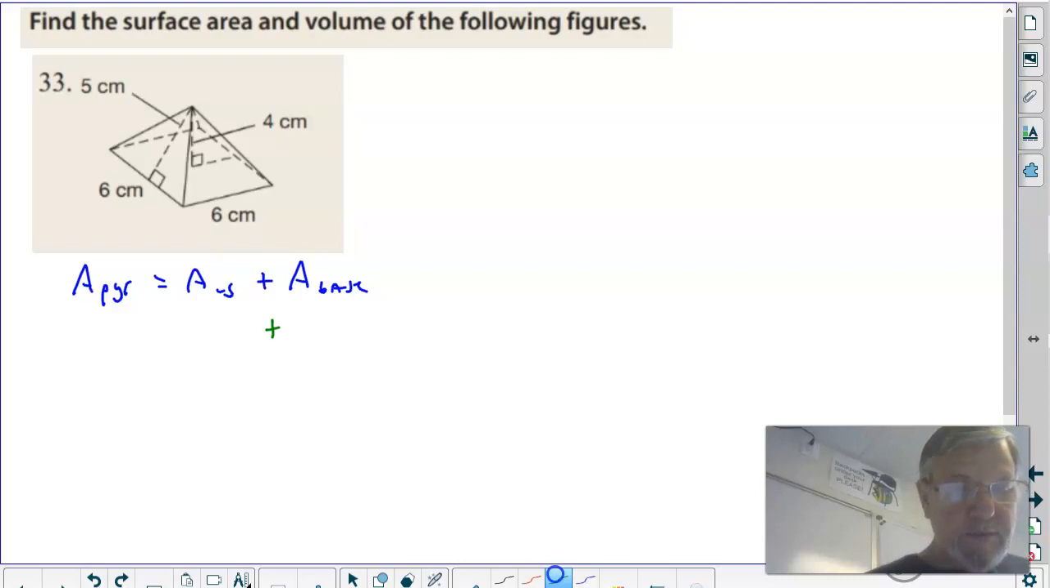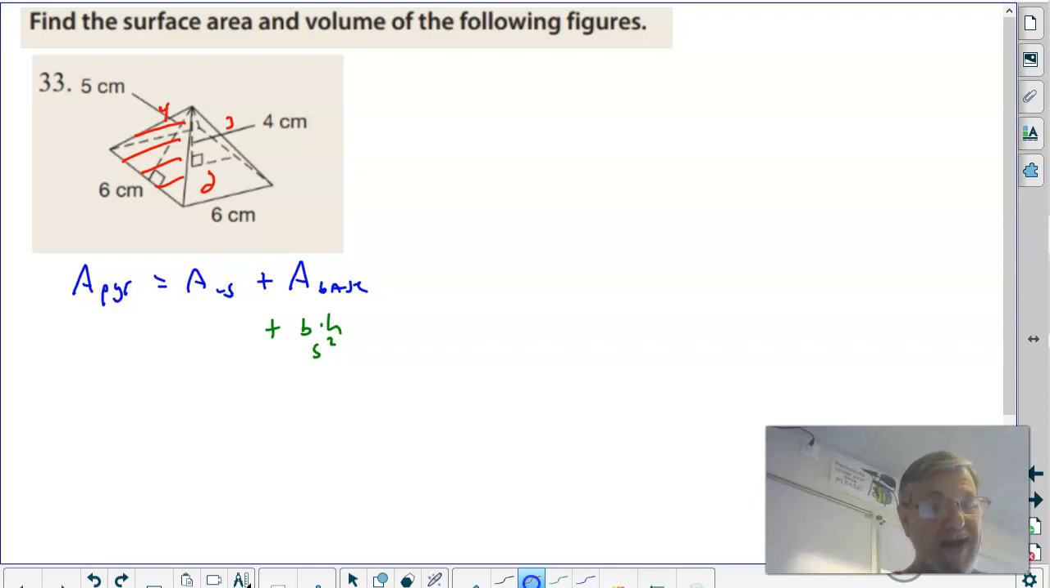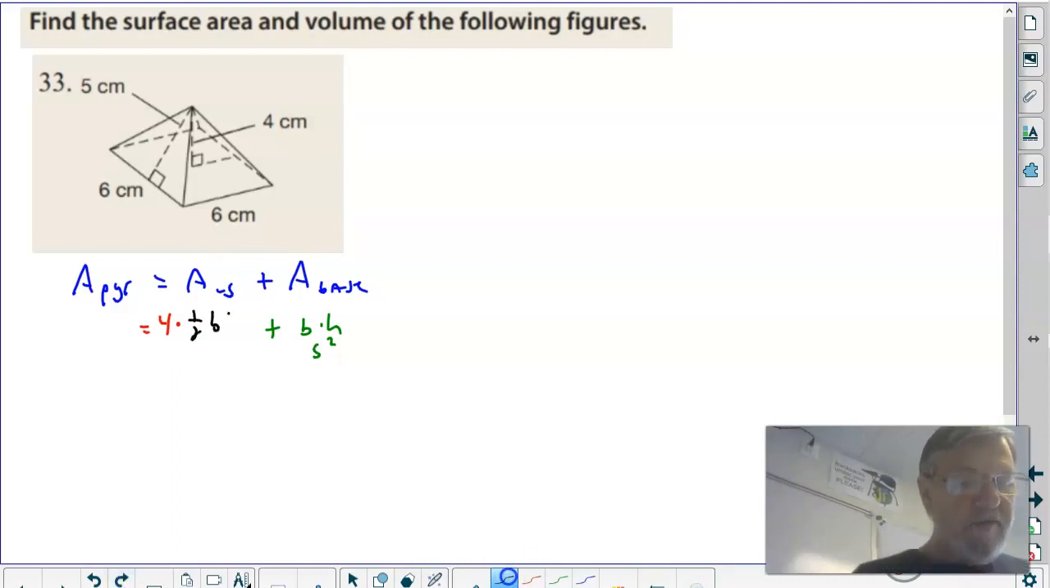The base is easier. The base is a rectangle. It's a square, actually, so I can go base times height, or I could go side squared. Either formula would work. I could go length times width. Now, the area of the lateral surface, I'm going to do this in red. I'm going to show you each of these 1, 2, 3, 4 triangles. Okay, so there are 4 triangles that make up the lateral surface. So it's going to be 4 times, and what's the formula for area of a triangle? 1/2 base times height.